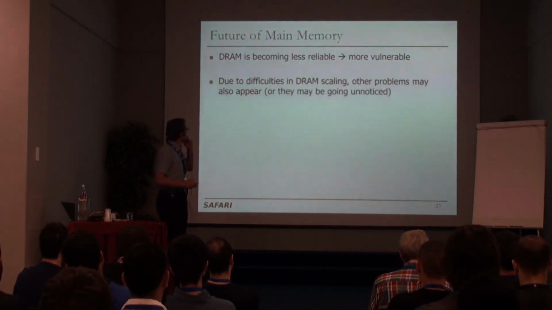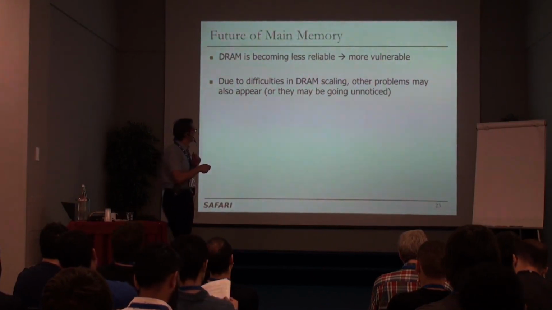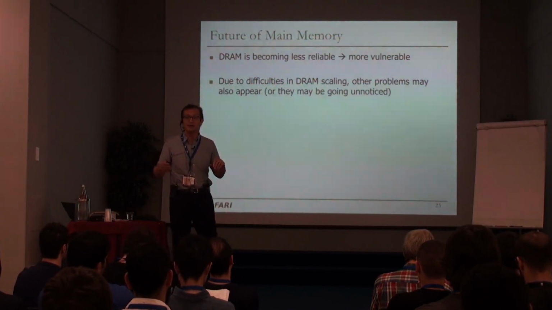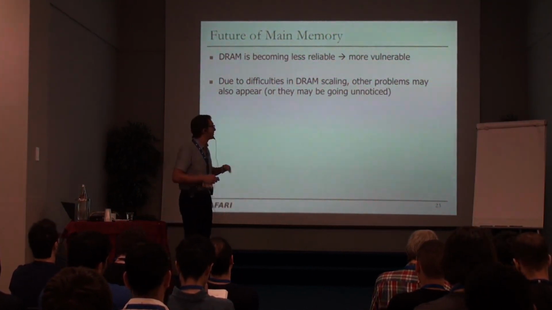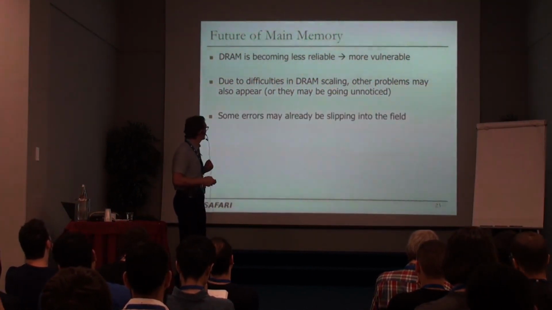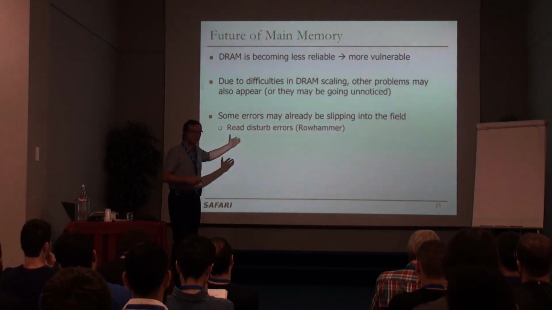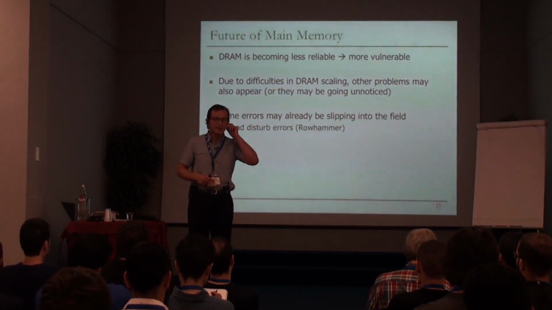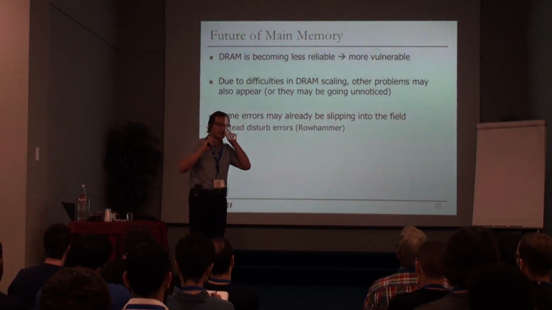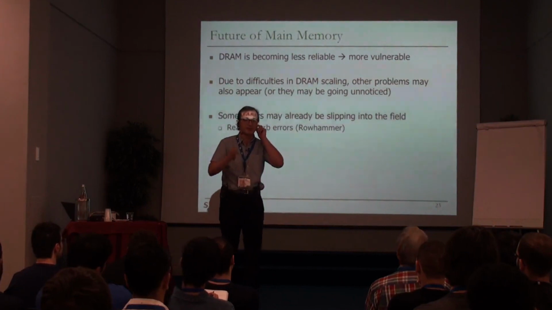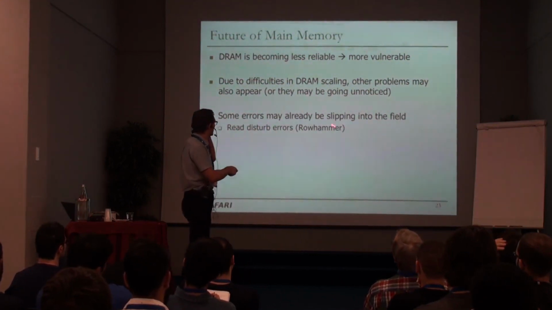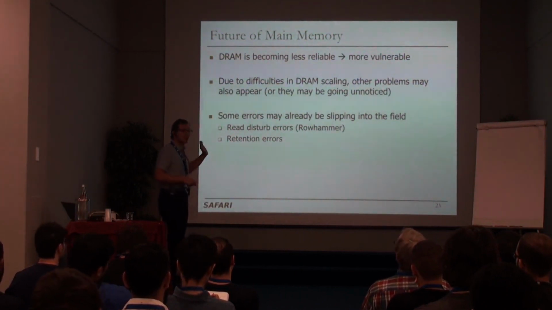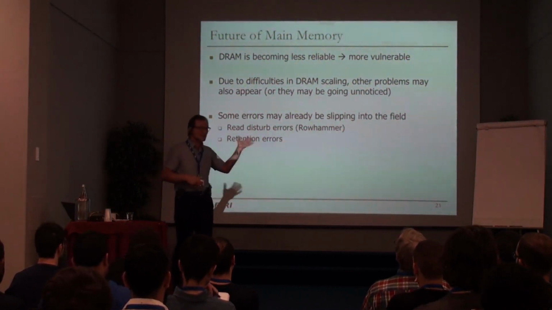Okay, so we've said this already. Basically, due to difficulties in DRAM scaling, I think other problems may actually appear, or they may already be going unnoticed. This is really interesting. Some of the errors we are seeing may be potentially due to row hammer. Other people have said, anecdotally again, that they've analyzed some of the errors in large-scale supercomputers in the US, and they said they have evidence of this sort of read-disturb errors happening in memory. Retention errors could be happening. This is very hard to really say.